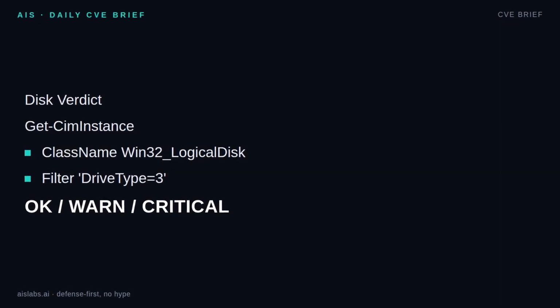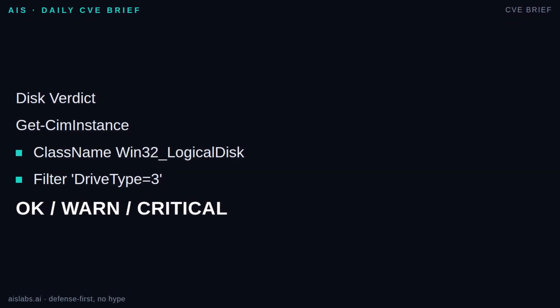Let's make this real with a morning storage check. You have a ticket asking whether file servers are running out of space. Read-only command first. Get-CimInstance, class name Win32_LogicalDisk, filter DriveType equals 3. For each fixed disk, calculate %free: free space divided by size, times 100. Then decide. If %free is greater than 20, verdict is OK. Else if %free is greater than 10, verdict is warn. Else verdict is critical. That is not fancy, but it is the backbone of fleet administration. You can output computer name, device ID, size, free space, %free, and verdict. Now the help desk sees judgment, not just numbers.